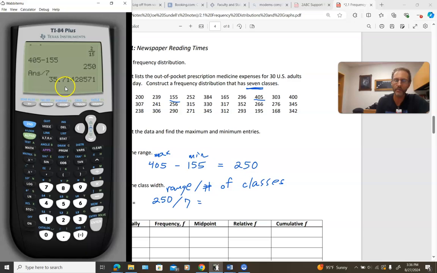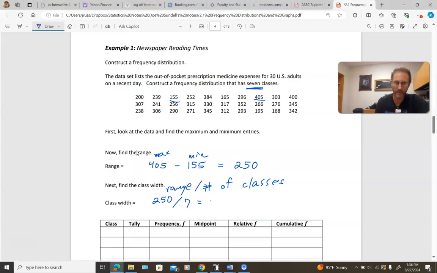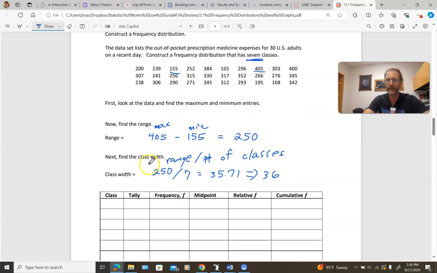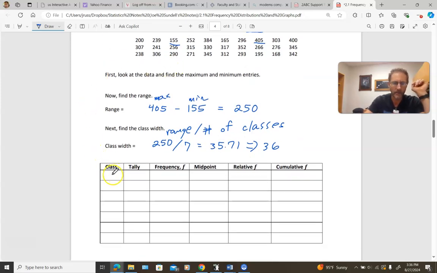We get 35.7, etc. Well, I'm going to round this up to 36. This is 36. That's our class width. All right, now with that, we start with our minimum value. That becomes the lower limit of your first class. Unfortunately, I did not make the class column wide enough. I made it the most narrow, and it probably needs to be the widest. Oh well, we can still manage.